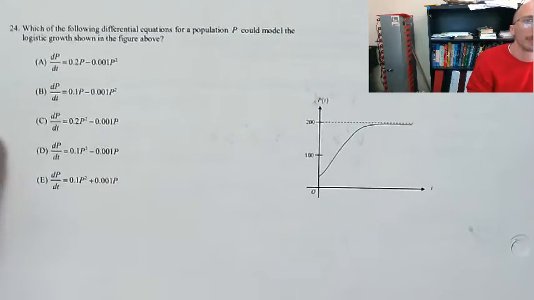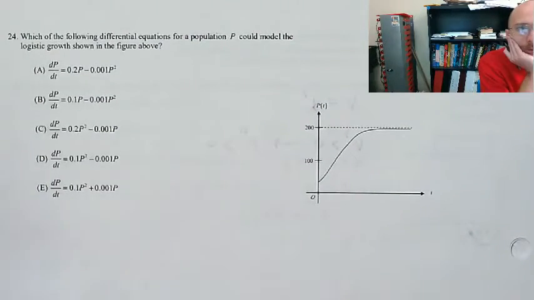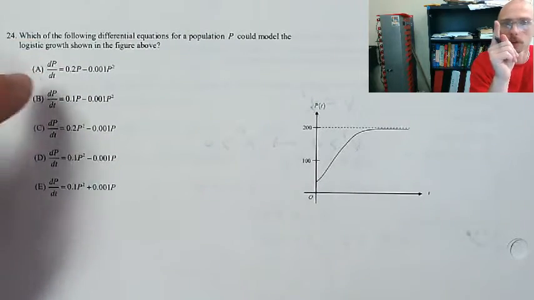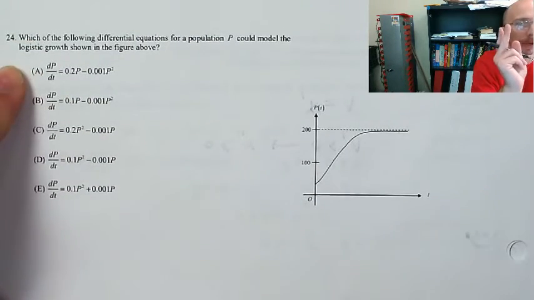Logistic differential equation. Which of the following differential equations for a population P could model the logistic growth shown in the figure in the graph? Okay, this is the solution. This is the S curve. I don't think there's much that they're trying to relay to you besides, number one, it's a logistic curve, but you need to believe them when they tell you it's logistic growth. Okay. Second, the carrying capacity is 200.